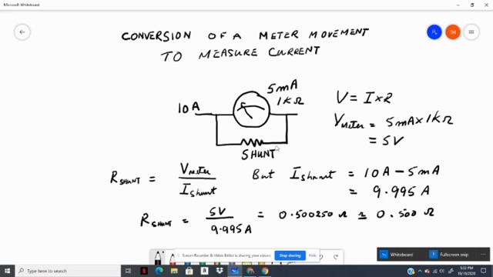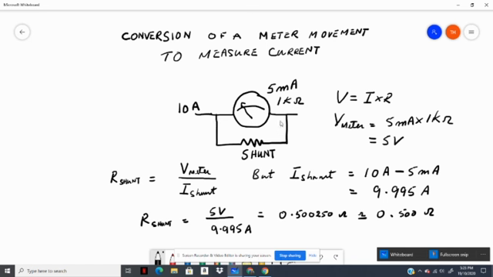9.995 amps will flow through the shunt. 0.005 amps, or 5 milliamps, will flow through the meter, and the meter will go full scale. But we would have to calibrate the meter to indicate that it's 10 amps at full scale. Okay, so that is how you convert a meter movement. In this case, this meter movement is 5 milliamps, 1 kilo ohm, and we want to convert it to read 10 amps.